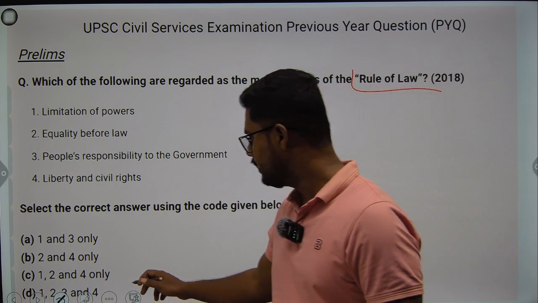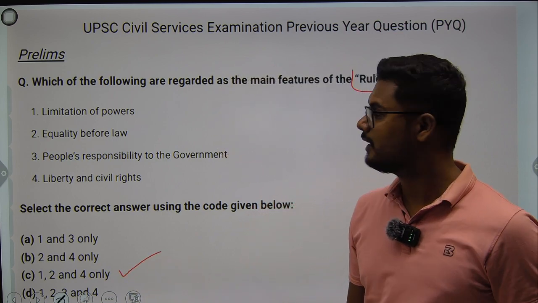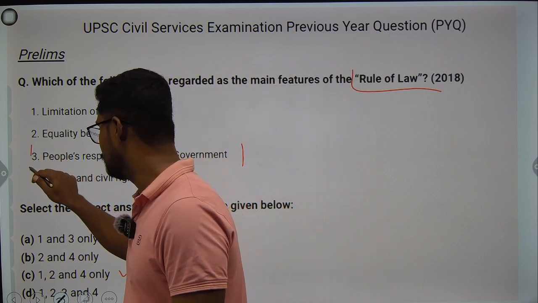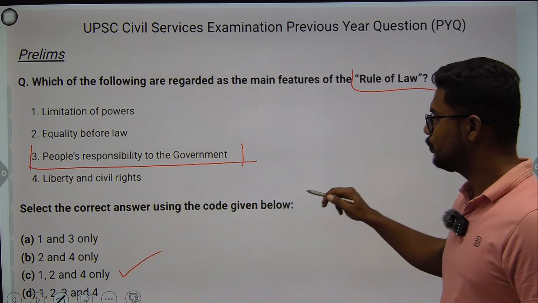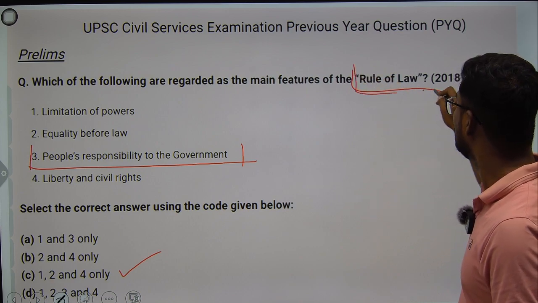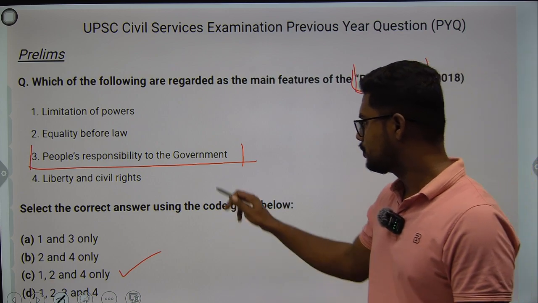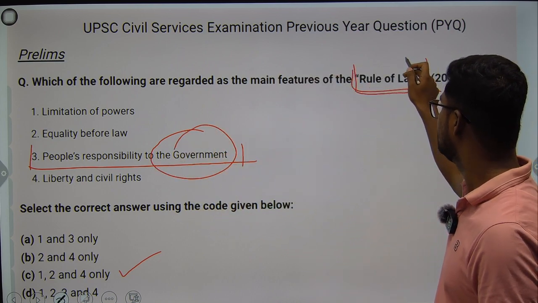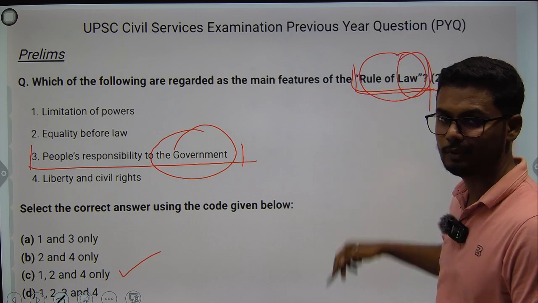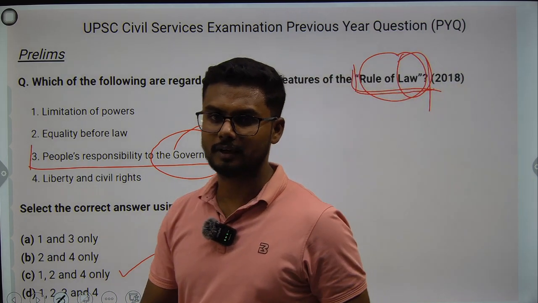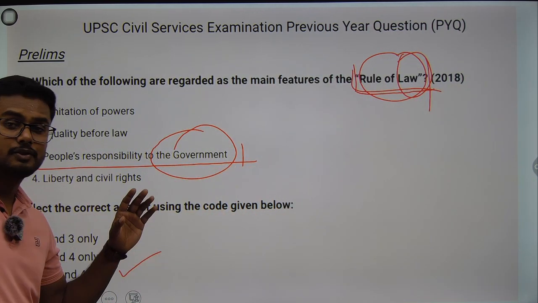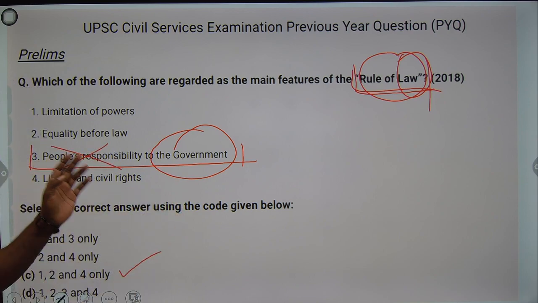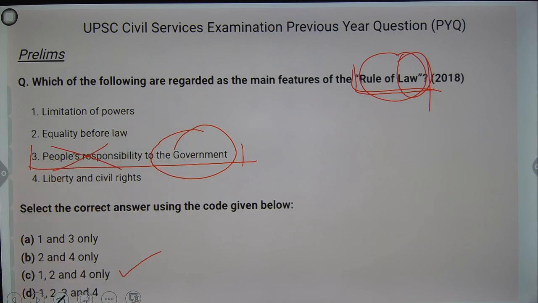Dear friends, C, 1, 2 and 4 only, is the right answer, because people's responsibility to the government has nowhere been mentioned or associated with the rule of law. Alright, it's not towards the government. This responsibility should have been towards the law or statute or constitution. In that case, it could have been a little confusing, but here it is straight away clear that the third statement is irrelevant with respect to the rule of law.